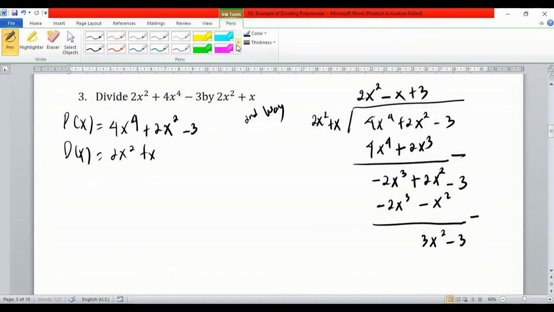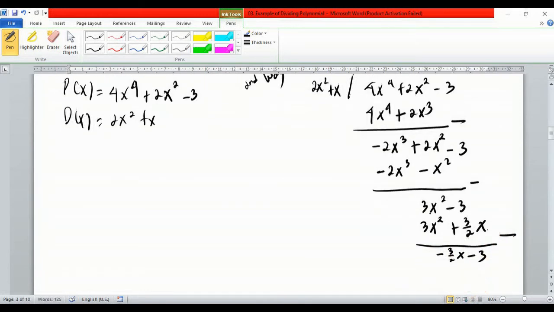Oh, sorry, not plus 3, but you need to make this value 0, right? So you need to put the times 3 over 2. 3 times over 2, so you will get the 3x power 2 plus 3 over 2x. Okay, so this one, you will get the value of minus 3x squared, and then you will get the value minus 3 over 2x minus 3.